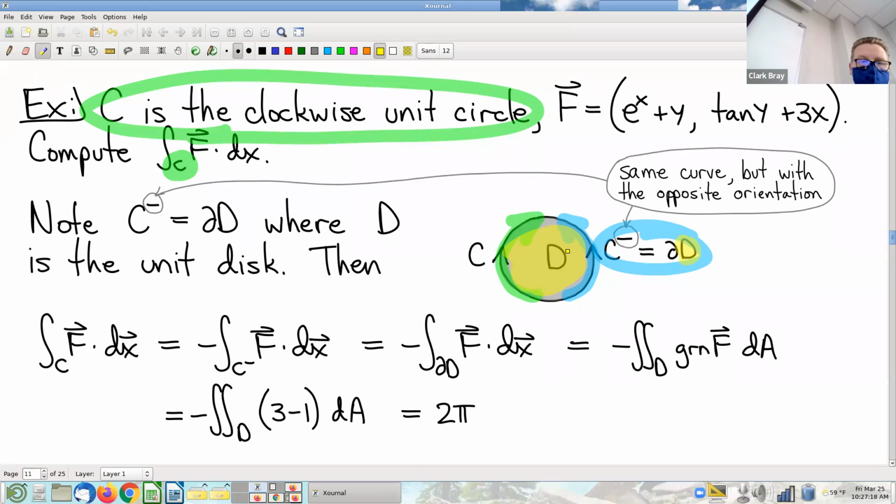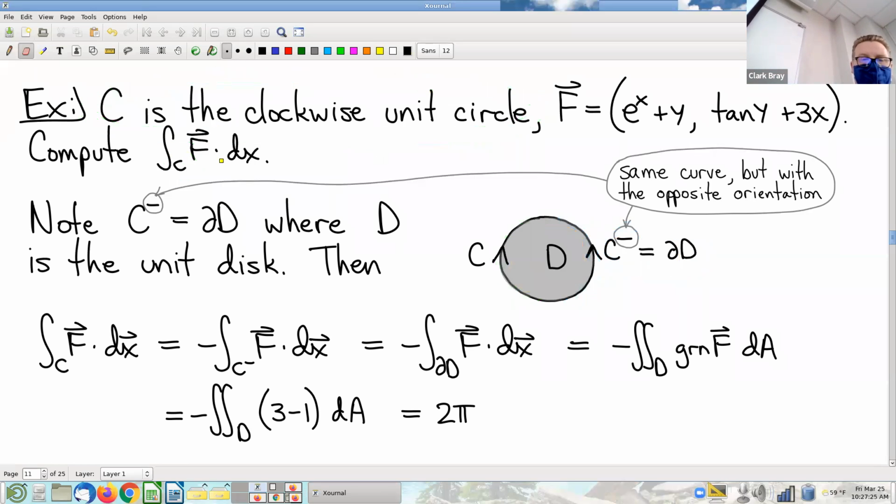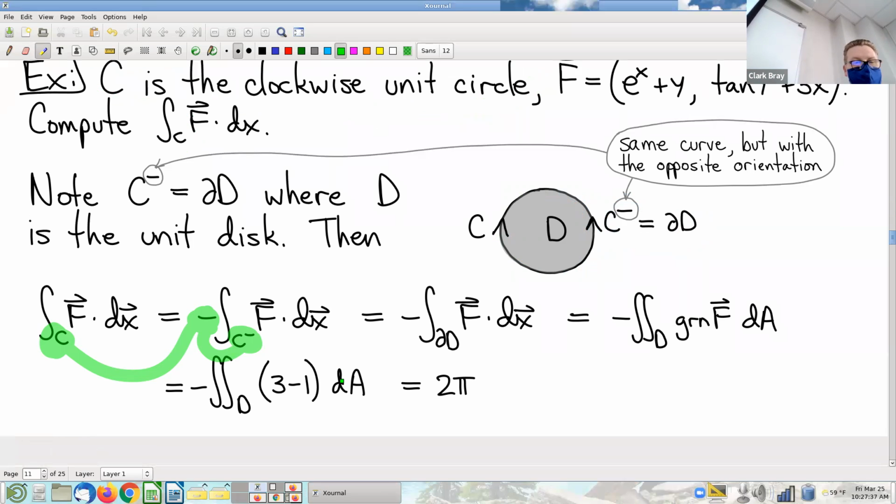Okay. So, colors. C is the opposite orientation of C minus. So we get a minus sign in that connection there.